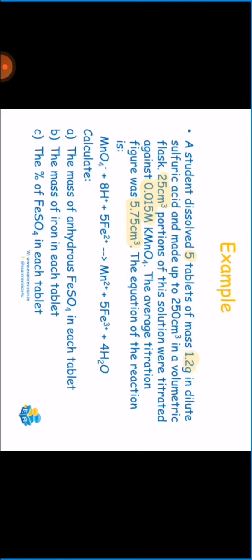You're asked to calculate the mass of the anhydrous iron 2 sulfate, the mass of the iron in each tablet, and the percentage of iron 2 sulfate in each tablet. So let's work this out. As with all titrations, the first thing we need to do is find the molarity of our unknown substance.